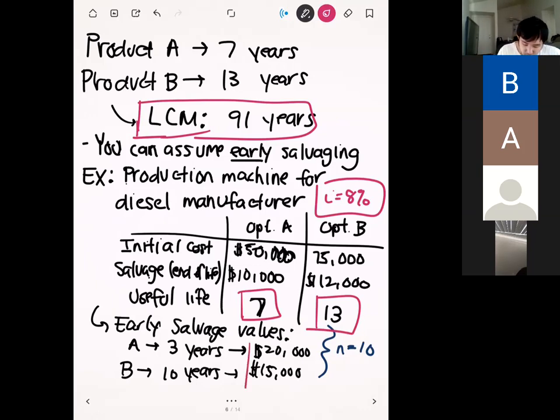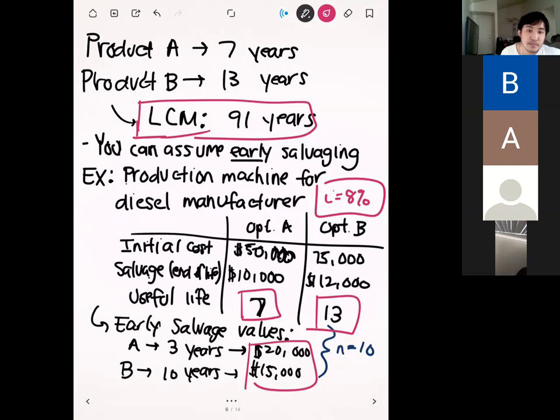That's what these values are right here. For product A's case, if you sold it after using it only for 3 years, you would get $20,000 instead of $10,000. And for option B, if you sold it after 10 years instead of 13, you would get $15,000. All of these numbers I would have to give you because there's no formula for this; it really depends on what machine or device it is and what you need. I just want you to be able to use this in an economic analysis sense.